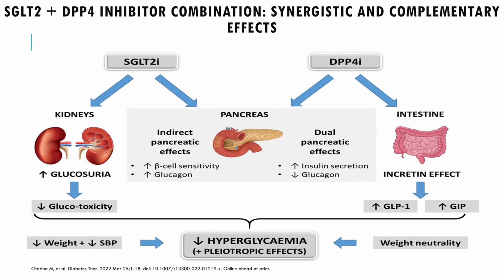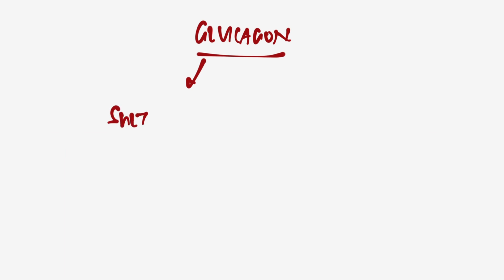One very interesting thing I'll tell you is in terms of glucagon. Now in diabetes, there is a defect in glucagon also. So there is in fact increased glucagon secretion. Both these drugs have an opposite effect on glucagon. SGLT2 inhibitors typically increase the glucagon, and DPP4 inhibitors would suppress the glucagon.